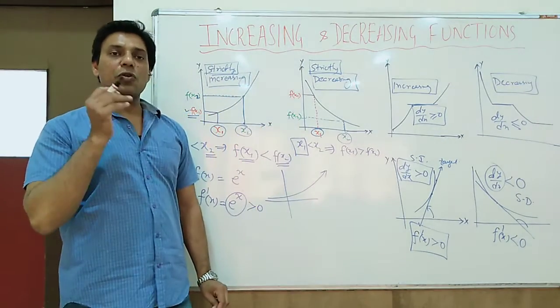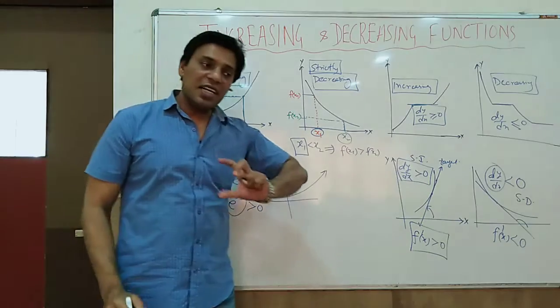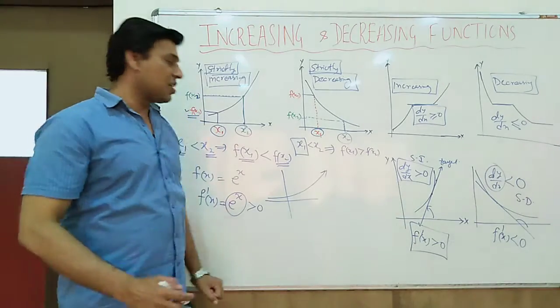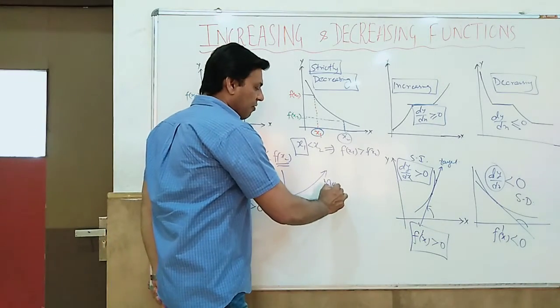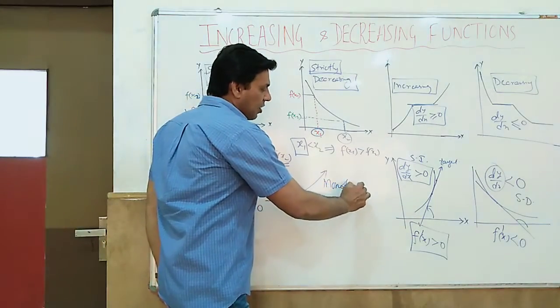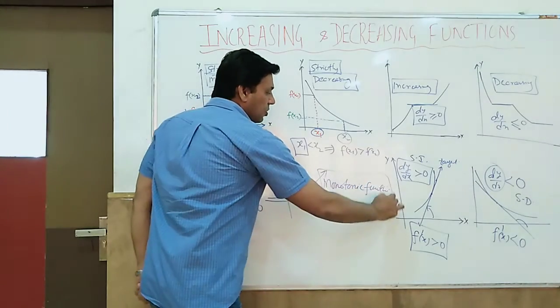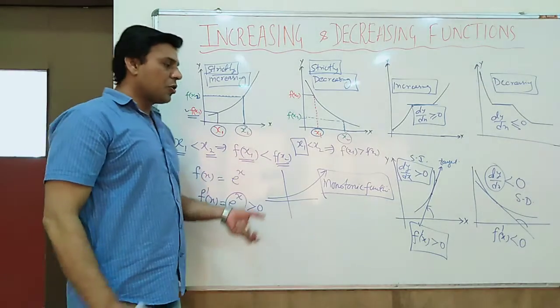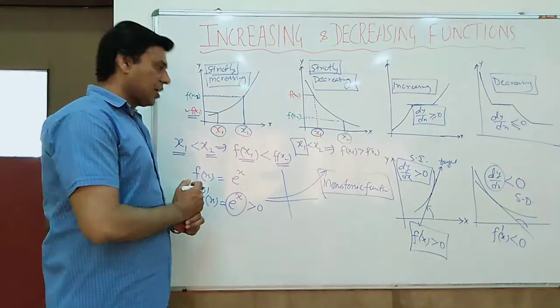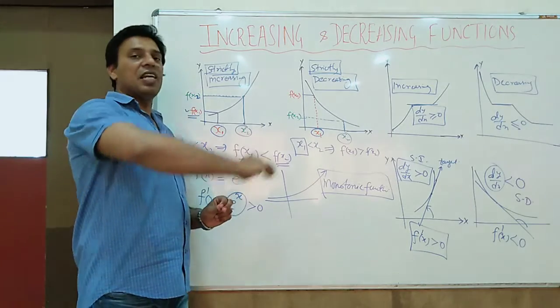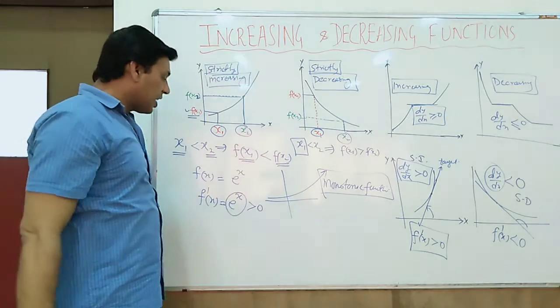So if a function is showing a particular trend of either strictly increasing or strictly decreasing, then such functions are called monotonic functions. It means these functions are monotonous. They either will increase or they will decrease.